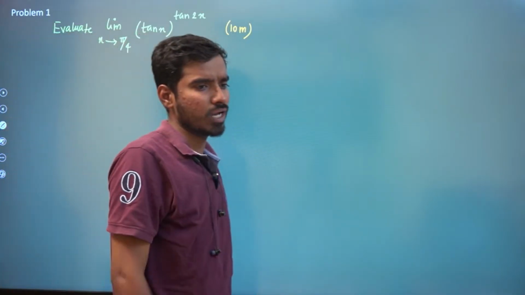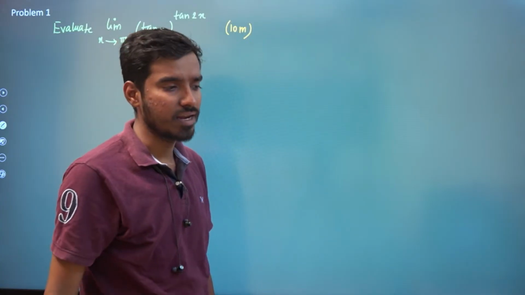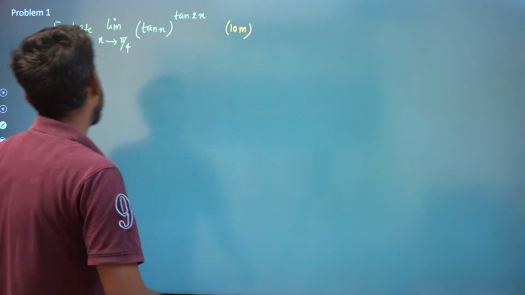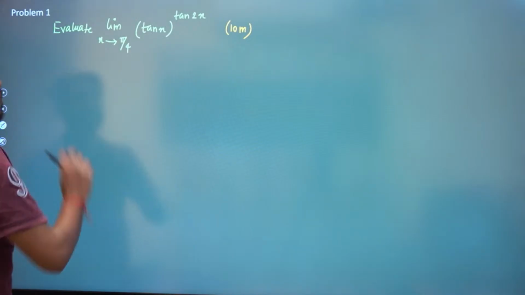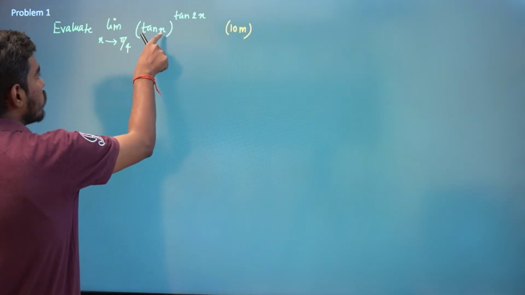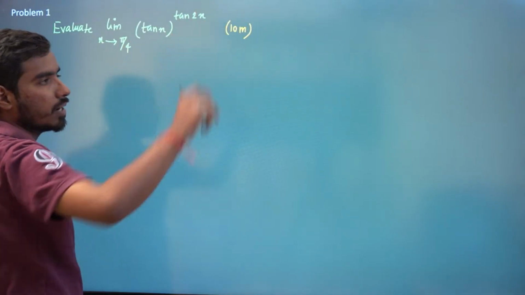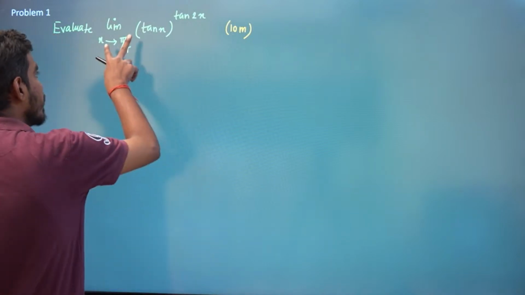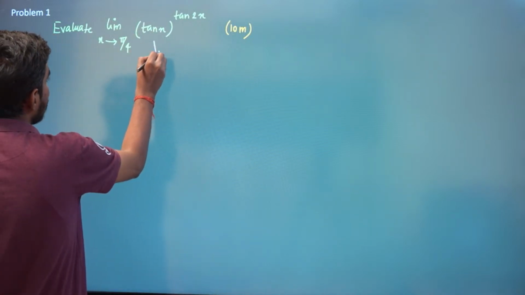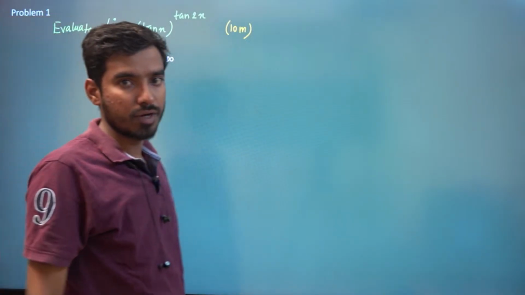All these kinds of problems you can come across in my playlist itself, in the content section of calculus. You can refer to that also. When I apply the limit, it is of the form 1 power infinity, right? tan pi by 4 is 1 and tan 2 into pi by 4 is tan pi by 2, and tan pi by 2 will tend to infinity. So it tends to 1 power infinity.